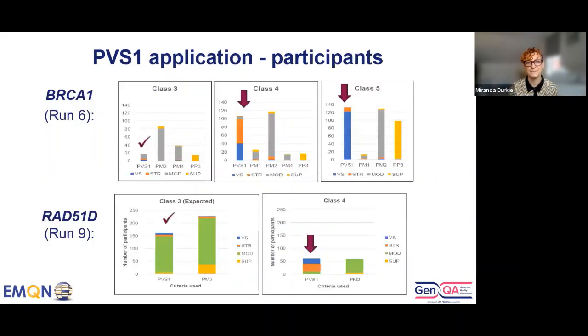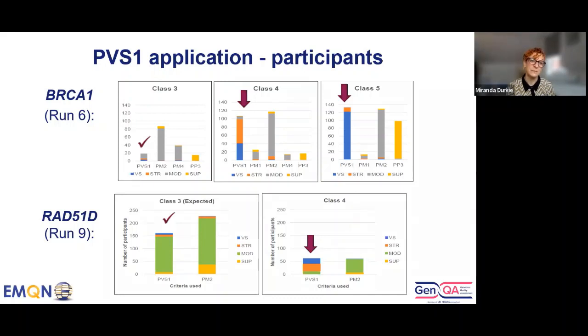Next slide, please. So now let's have a look at how participants applied PVS1. Remember, in both cases, class 1 is our expected classification. So BRCA1 at the top for class 3, you can see a smaller number of participants applied PVS1, and when they did, they tended to use it at moderate strength. But moving into class 4, a much higher proportion of participants applied PVS1, and they tended to do it at either strong or very strong. And then moving into class 5, the majority applied it at very strong. And this was where these problems in classification are coming from, by overweighting that PVS1.